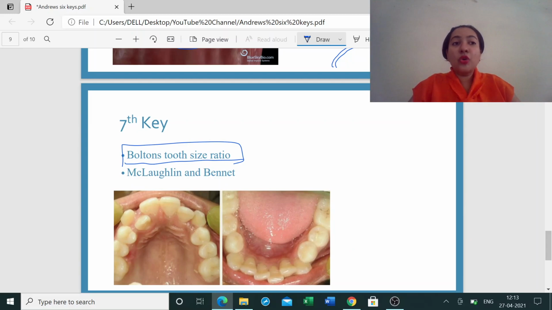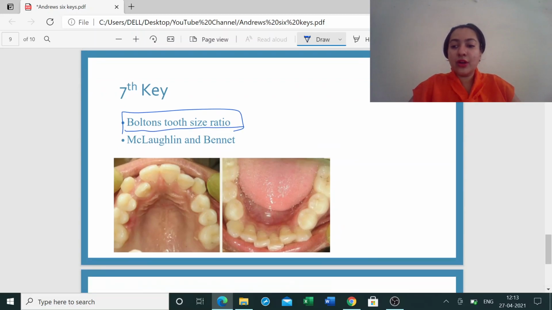Next question. Who gave the 7th key? Was it given by Andrews? No. The 7th key of occlusion was not given by Andrews. It was given by legendary McLaughlin and Bennett. McLaughlin and Bennett, they have an immense contribution in orthodontics, right? And one of the major contributions which they have made is giving the 7th key of occlusion, which is the Bolton's tooth size ratio. So you all know what is Bolton's analysis, what is Bolton's ratio.